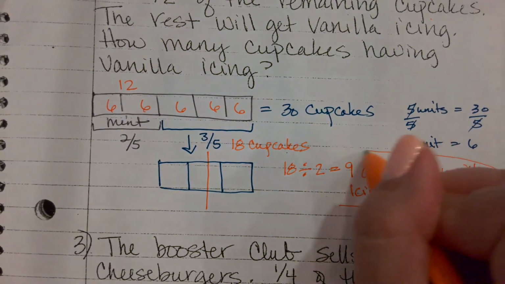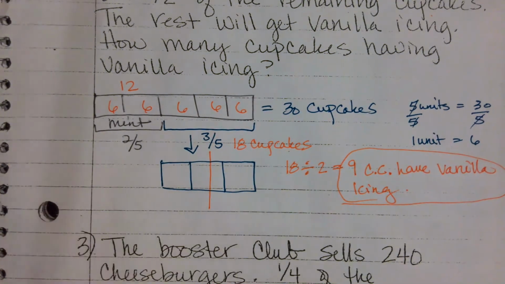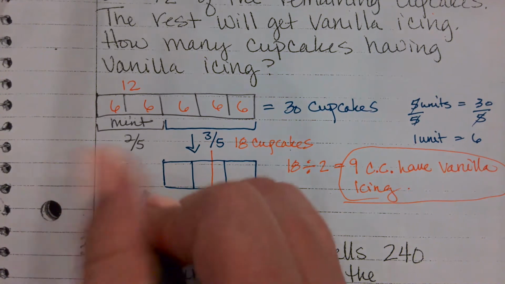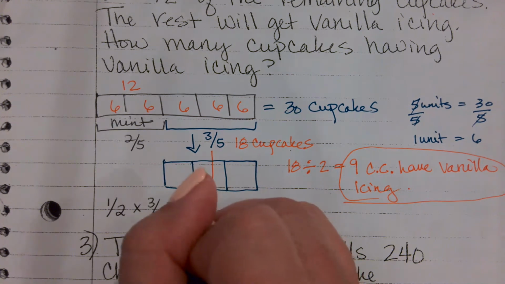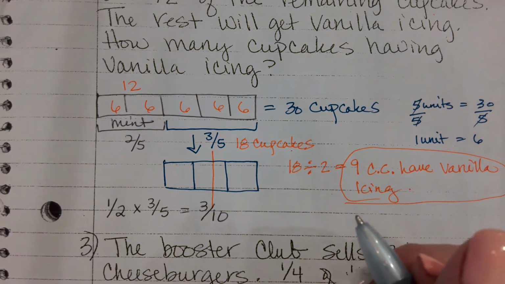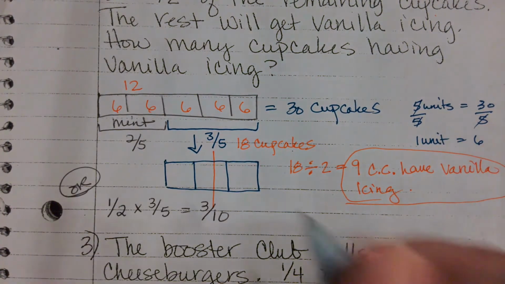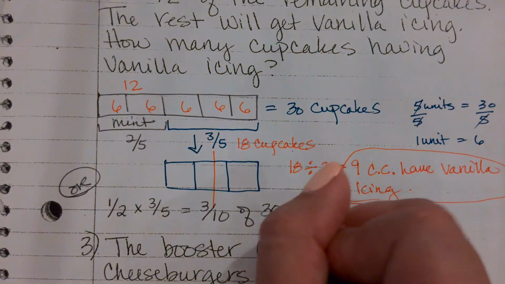So I just wanted you to see this a couple of different ways. All right. So we could just multiply 1/2. So let me show you this here. So 1/2 times 3/5, and you get 3/10, right? So we're now doing this fraction multiplication here. So 3/10 of 30 is going to give us what?